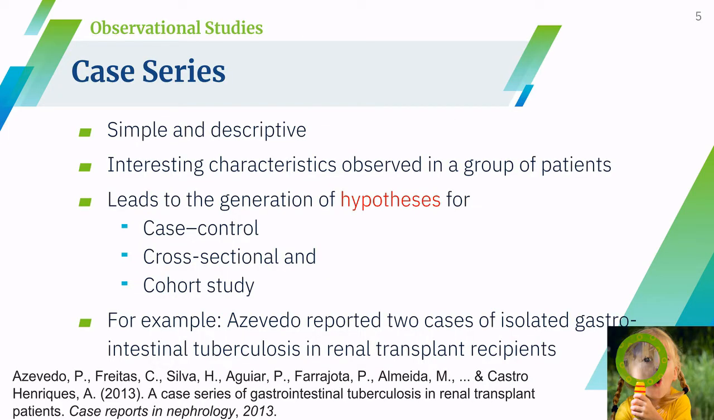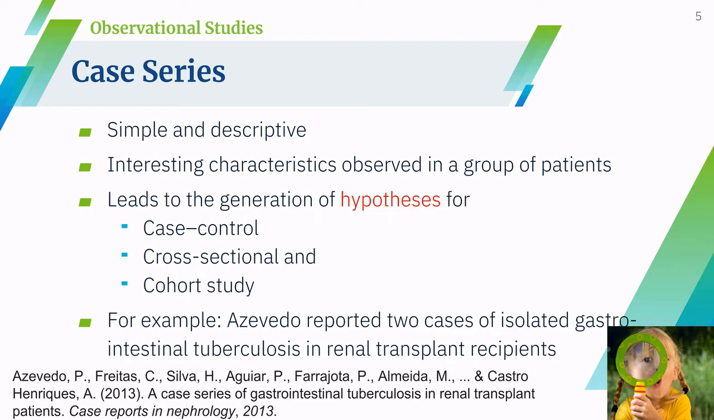When certain characteristics of a group, or series, of patients, or cases, are described in a published report, the result is called a case series study. It is the simplest design in which the author describes some interesting or intriguing observations that occurred for a small number of patients. Case series studies frequently lead to the generation of hypotheses that are subsequently investigated in a case control, cross-sectional, or cohort study.